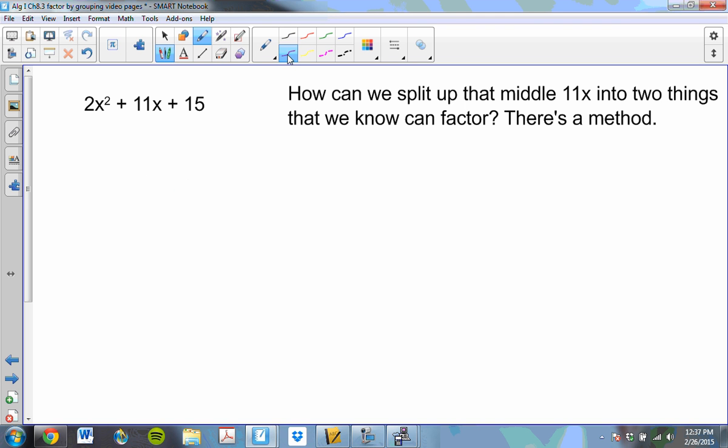So there's a method that you can follow that you've sort of seen before, but kind of not. If I take the a term and the c term, 2 and 15, and multiply them, I get 30. If I can find two numbers that multiply to 30 but add to 11, that's how I split up my factors. The factors of 30 are 30 and 1, 15 and 2, 10 and 3, 6 and 5. This pair, 6 plus 5, adds to 11. So I can split the 11x into a 6x and a 5x.